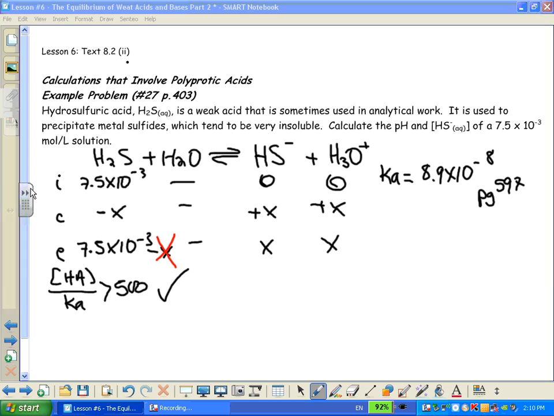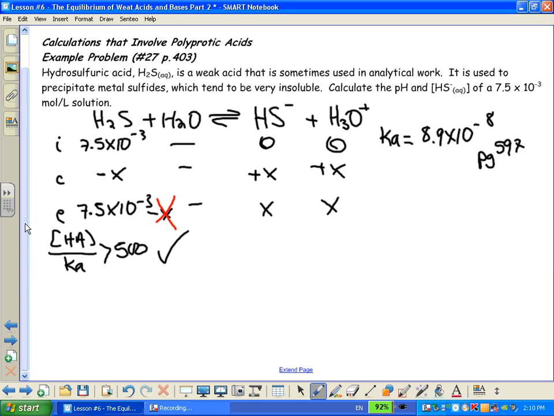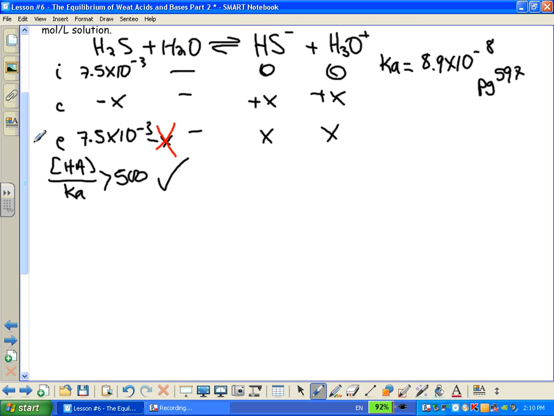We're then going to plug it into our products over reactants equation. So our products, 8.9. So that's our Ka value. Remember, Ka is products over reactants. Our products at equilibrium are both X, so I can put X squared, divided by our reactants, which is just H2S, which we found in equilibrium to be 7.5 times 10 to the negative 3. Remember, we're not keeping that X because it is greater than 500 when we substitute it into that equation.